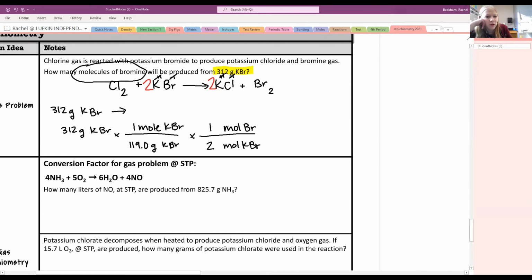Now we've got to moles of KBr, which were really close, but it asked for molecules. Well, how many molecules are in a mole? Always 6.02.